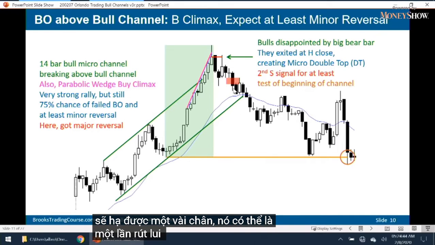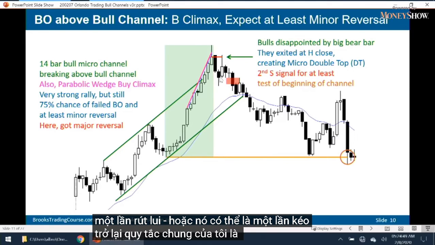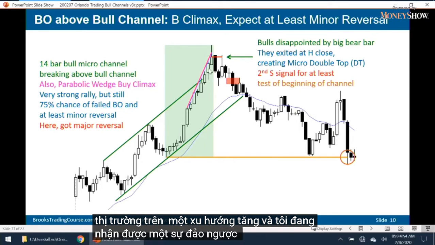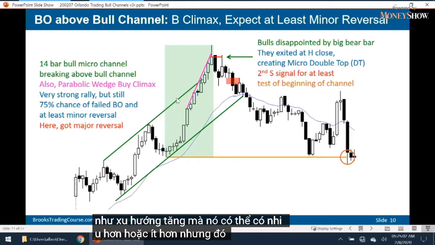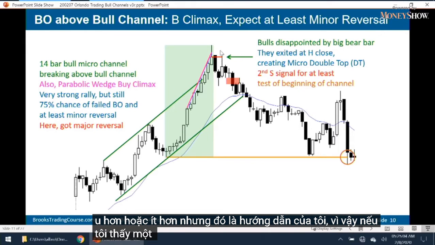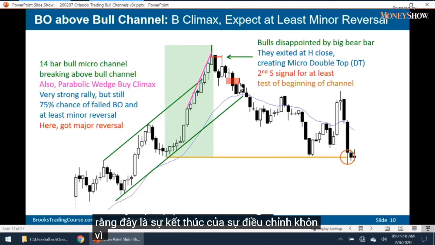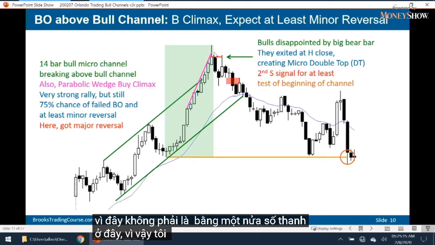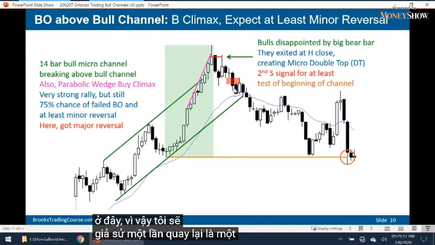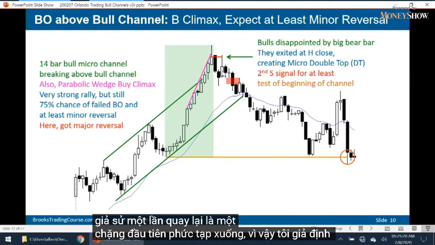It could be 1 pullback 2, or it could be 1 pullback 2. My general rule is if the market's in a bull trend and I'm getting a climactic reversal, I expect the reversal to have about half as many bars as the bull trend. It could have more or less, but that's my guideline. So if I see 1 pullback 2, am I going to think this is the end of the correction? No, because this is not half as many bars as there were here. So I'm going to assume 1 pullback 2 is a complex first leg down. So I'm assuming it's going to go lower.